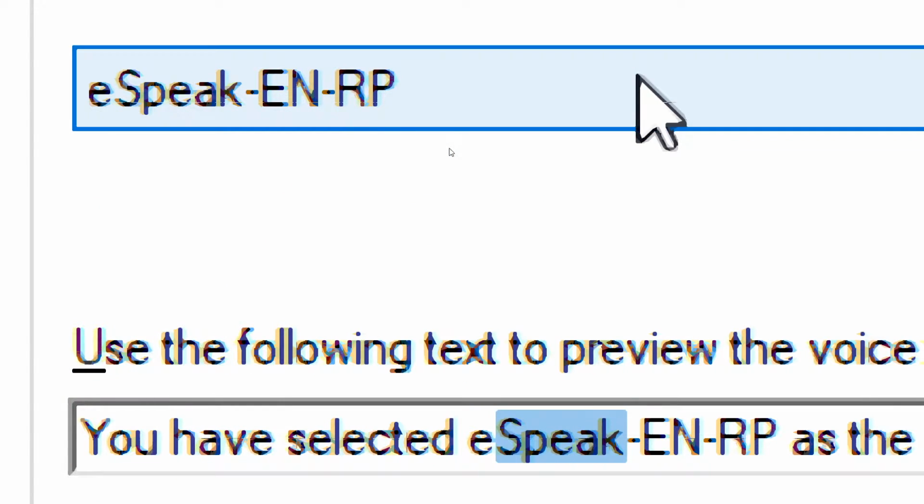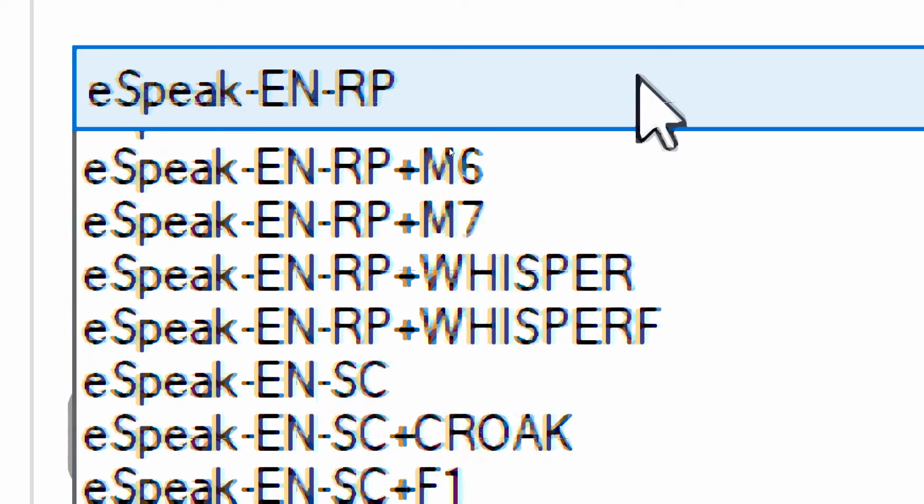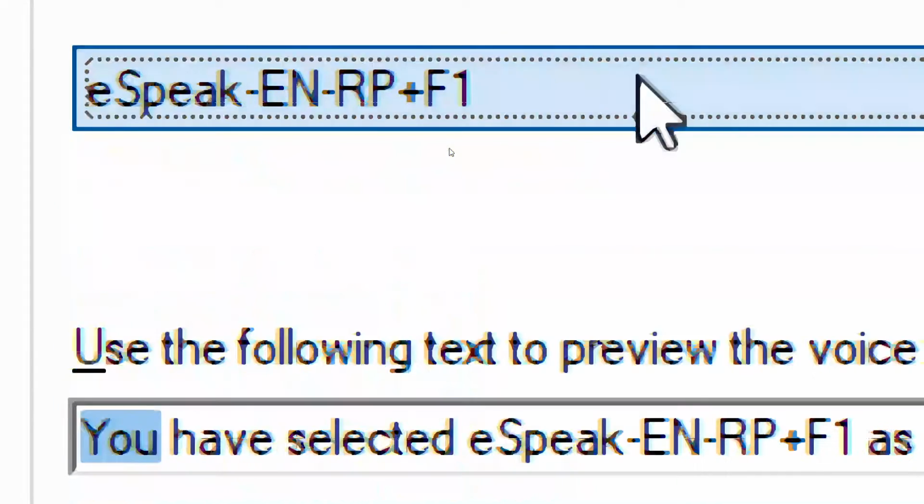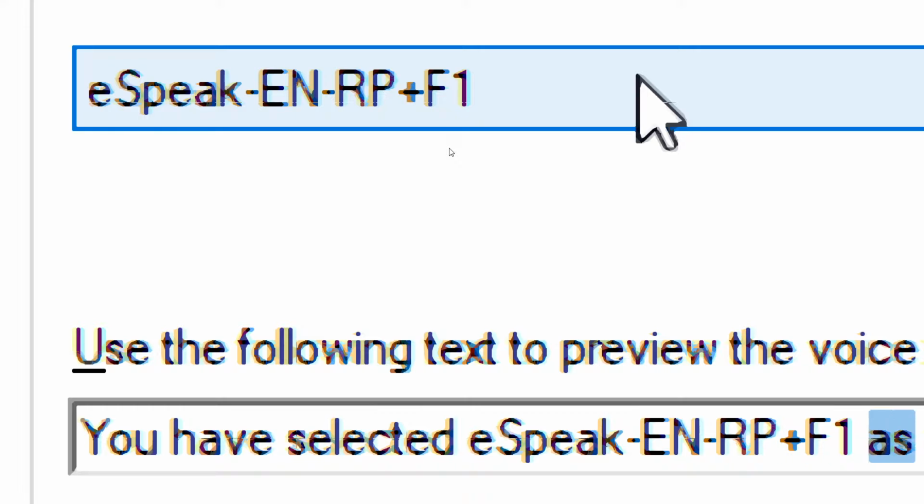You have selected eSpeak ARP as the computer's default voice. You have selected eSpeak ARP plus Croak as the computer's default voice. You have selected eSpeak ARP plus F1, F2, F3, F4, and F5 as the computer's default voice, in turn. You have selected eSpeak ARP plus CLAT as the computer's default voice.